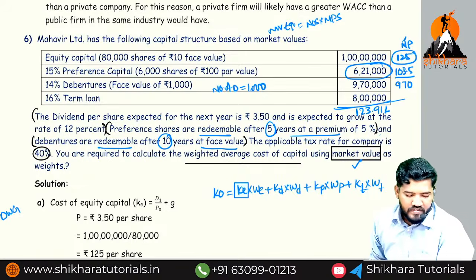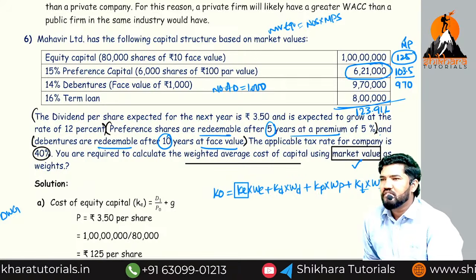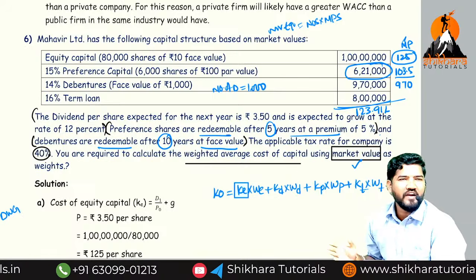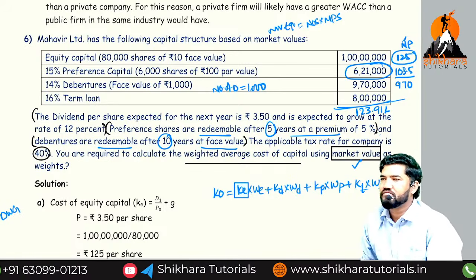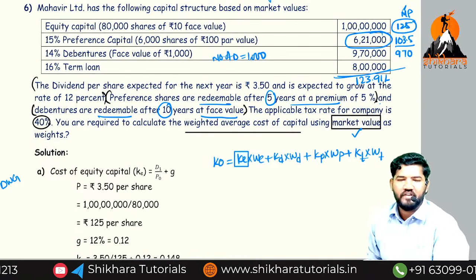Then fine. 16% term loan, 8 lakh. Here I don't want any market price. That's why I am not dividing anything. Why? Because here security is not there. It is a mortgage document. Clear, sir?